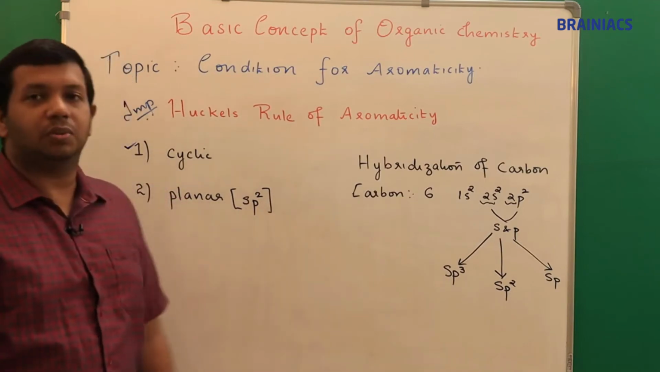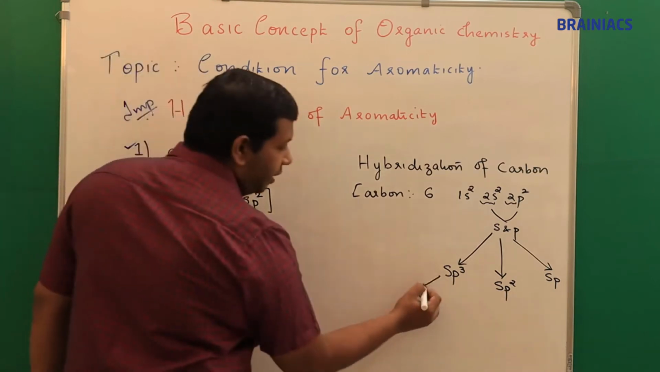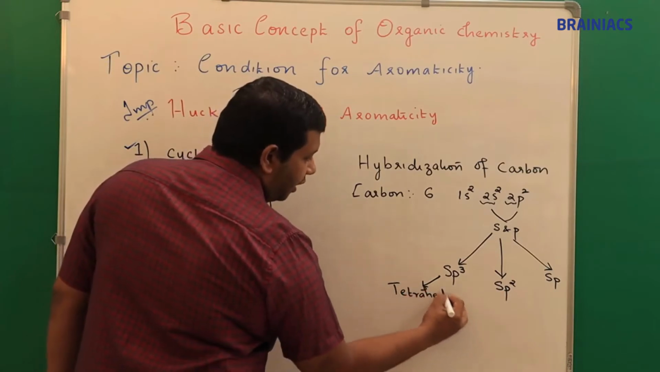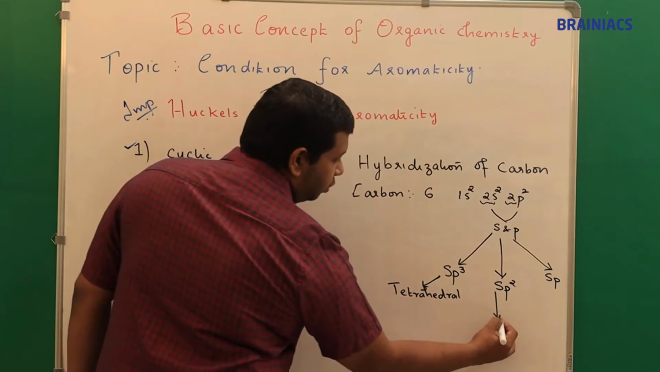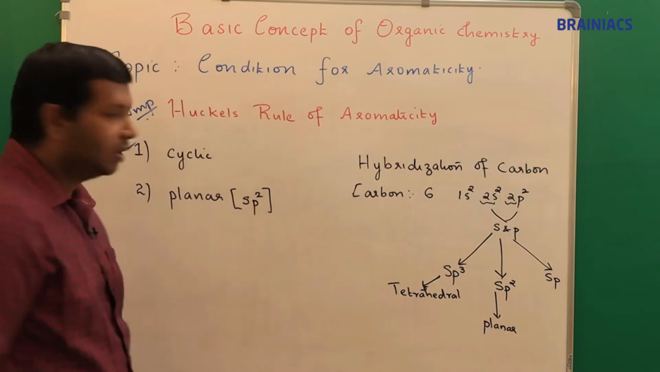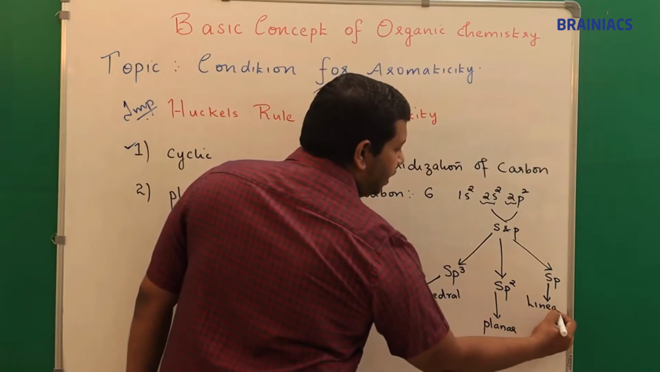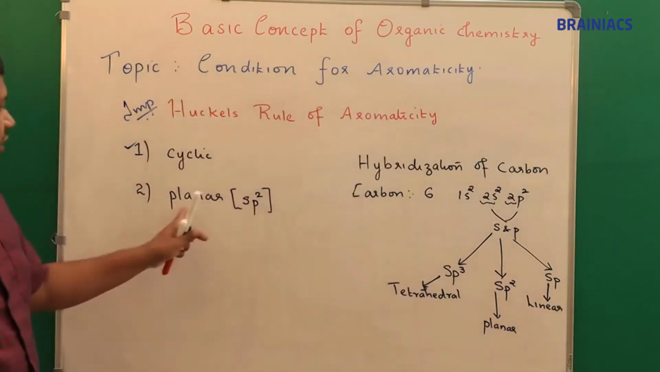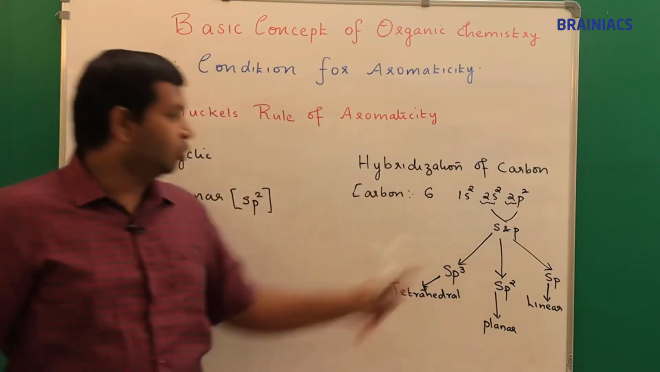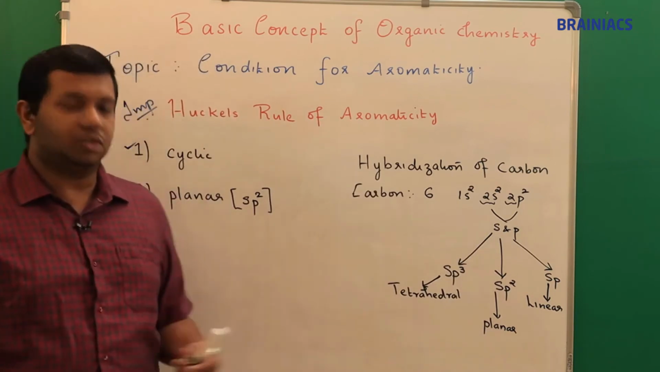So I need to ensure which one? All the carbon atoms should be sp2 hybridized, because sp3 hybridization has a tetrahedral shape. sp2 hybridization is planar, usually trigonal planar. Now if it is sp hybridization, what will be the shape? The shape will be linear. To check the planarity, I need to ensure that the carbon I am investigating has sp2 hybridization. Now I will tell the shortcut.